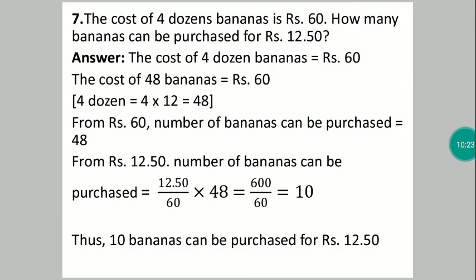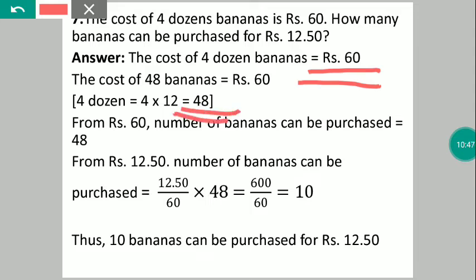Now question number 7. The cost of 4 dozen bananas is rupees 60. How many bananas can be purchased for rupees 12.50? See, the cost of 4 dozen bananas is given as rupees 60. You know that in 1 dozen there are 12 bananas. So in 4 dozen, how many bananas are there? 12 into 4, 48. So 4 dozen bananas means 48 bananas. So the cost of 48 bananas is given as rupees 60 here.